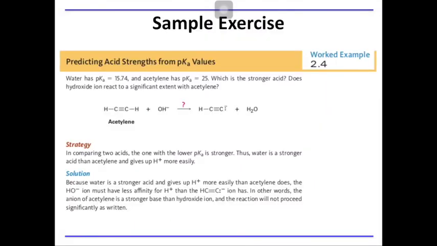Let's have this example. Water has a pKa of 15.74 and acetylene is 25. Just by looking at it, acetylene is a weaker acid and water is a stronger acid. So the question here is, does the reaction proceed? Is it possible to deprotonate acetylene to form this conjugate base? By the way, this conjugate base is a very strong conjugate base. In this context, this reaction is not possible because you cannot form strong acids from weak acids, and also you cannot form strong bases from weak bases.